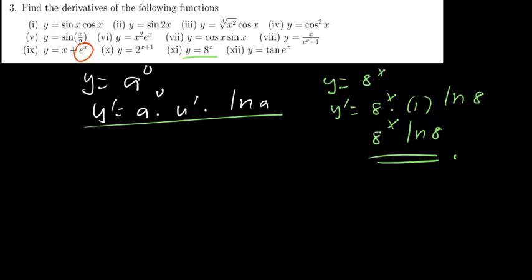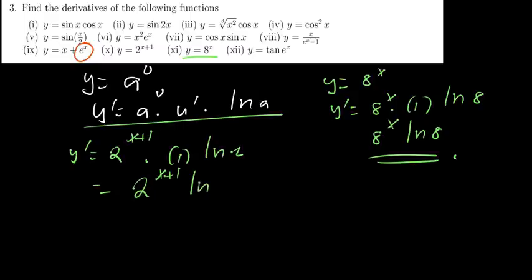Same with this one. First write this the way it is, then the derivative of that is 1, then ln 2. So the final answer becomes 2 to the power x plus 1 times ln 2. That's the answer.